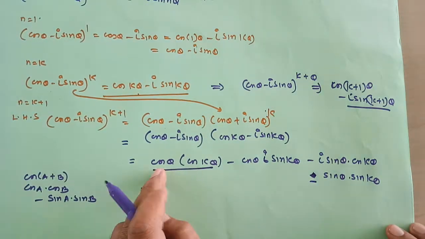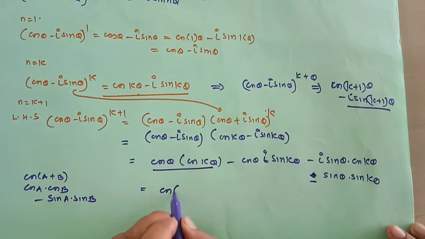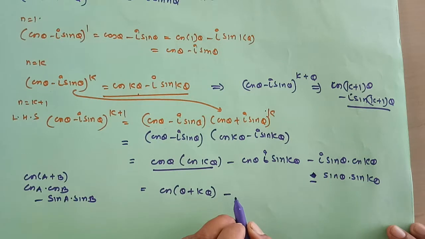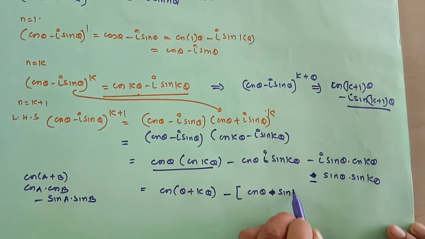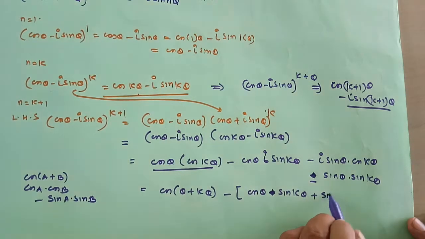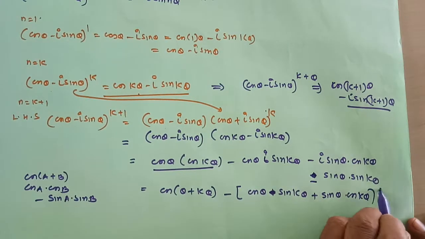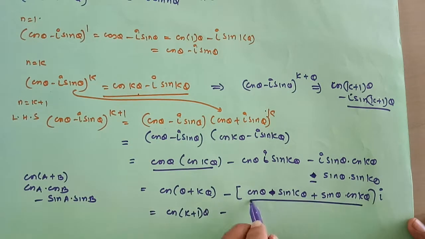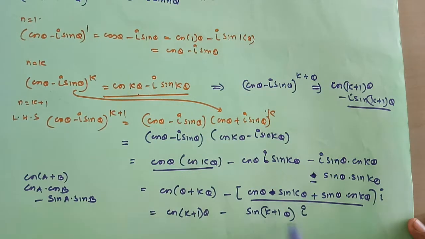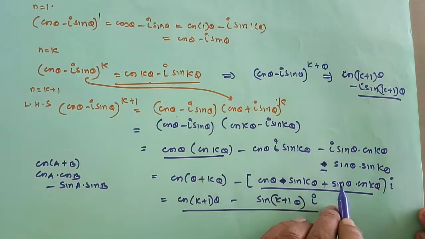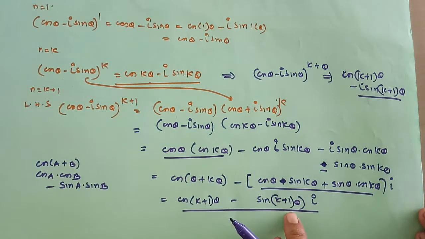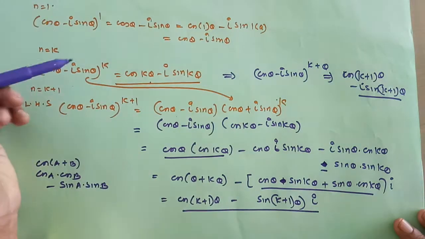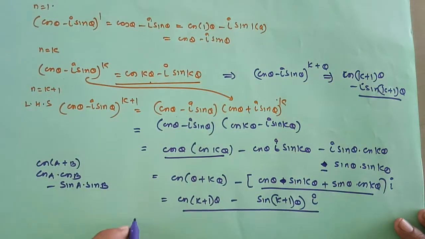So this is cos k theta into cos theta, cos A cos B minus sine A sine B. So it's going to be cos (theta plus k theta), minus i times (cos theta sine k theta plus sine theta cos k theta). Taking theta common, it's cos (k plus 1) theta minus i sine (k plus 1) theta as well. This comes because you know that cos A cos B minus sine A sine B is cos (A plus B). Alright, so we could prove that it is true for n equals 1, n equals k, hence it's going to be true for n equals k plus 1.